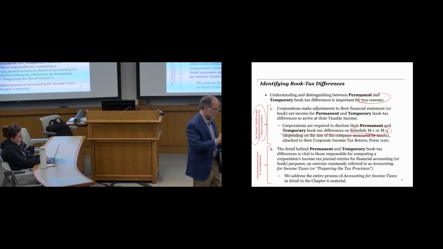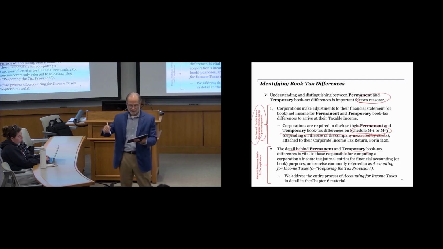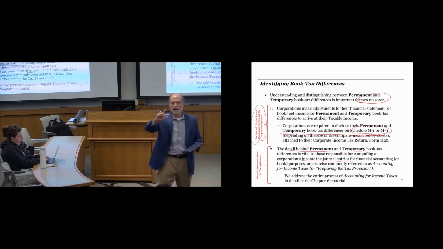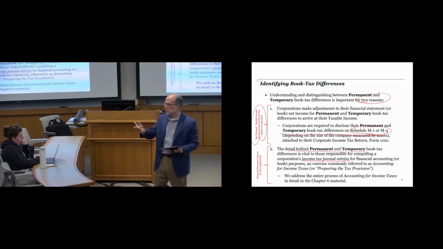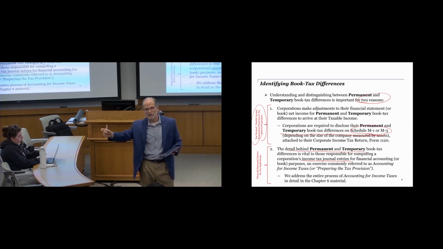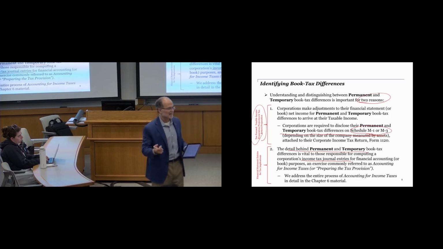It's tax focused. I have to be compliant with my tax return. That's why I have to identify these differences. The second reason I need to identify these permanent and temporary differences is they are vital to those that are responsible for computing your income tax journal entries for financial accounting purposes. Right? I have to record tax expense in my financial statements. That's not as simple as looking at my tax return and taking taxable income times 21%. Not nearly that simple because of these differences.